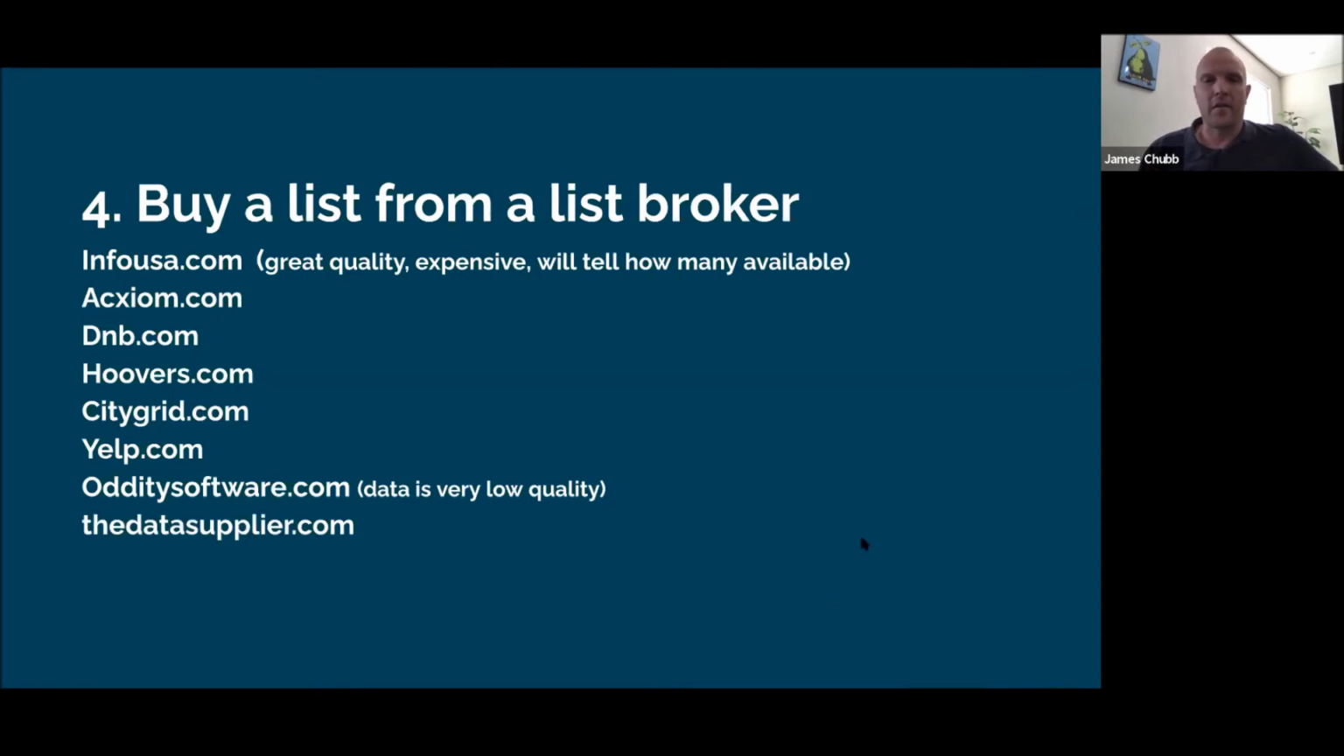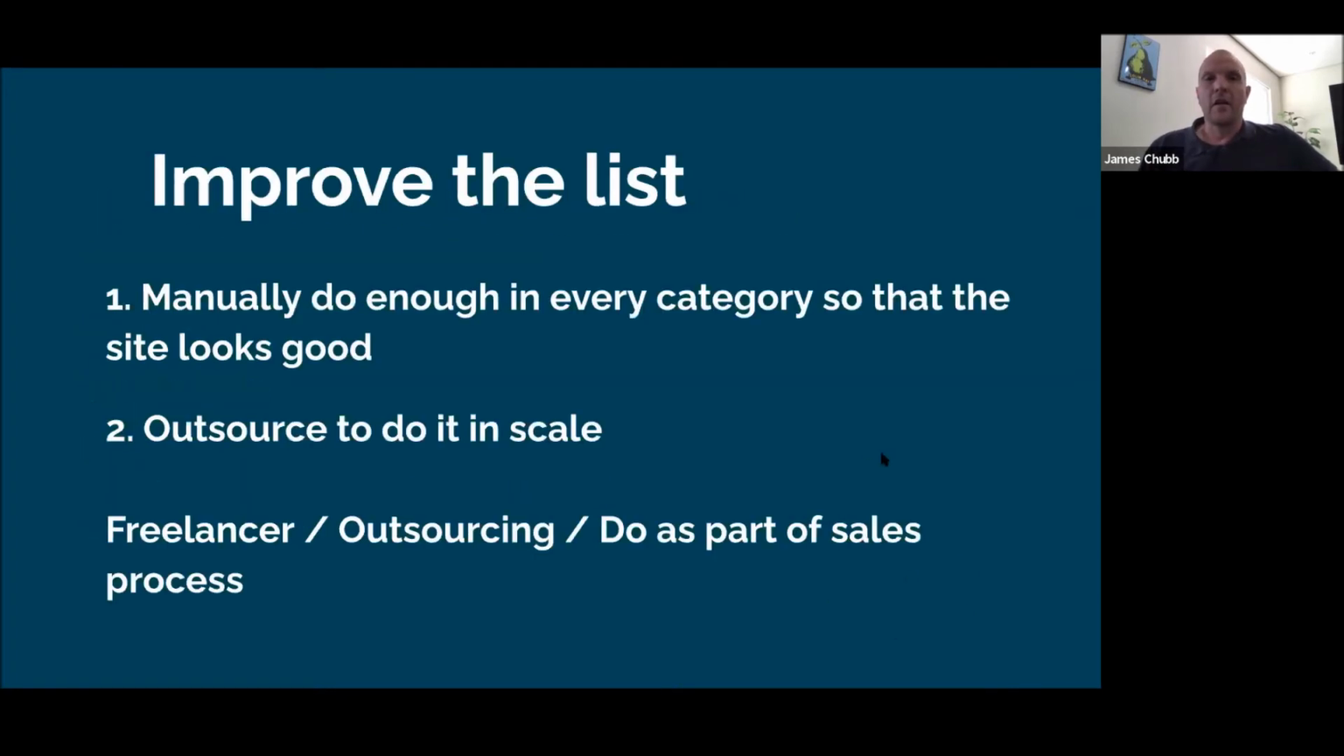The data supplier, I think, is another one that's fairly inexpensive. So after you have the initial data, what I'd highly recommend is manually update or fill out listings in every category yourself, at least on the homepage, et cetera, so that the directory looks really good. If the directory doesn't look good, it's tough to get momentum and get things going.